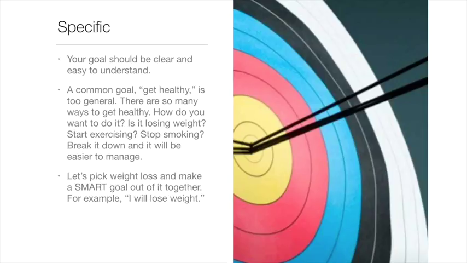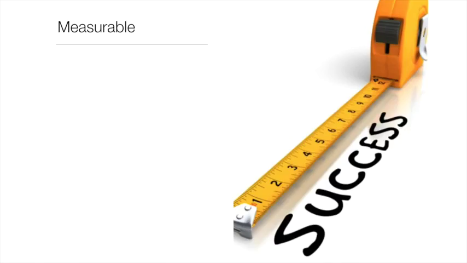So if we were to pick weight loss and make a SMART goal out of it together, how would we do that? So for example, if someone says, I want to lose weight. Okay, so that's a pretty general goal. It's more specific than I want to get healthy, but still, how much weight do you want to lose? Is it 10 pounds? Is it 20 pounds? How are you going to do it? What activities are you going to choose to help you lose weight? So those are ways to make your goal very specific.